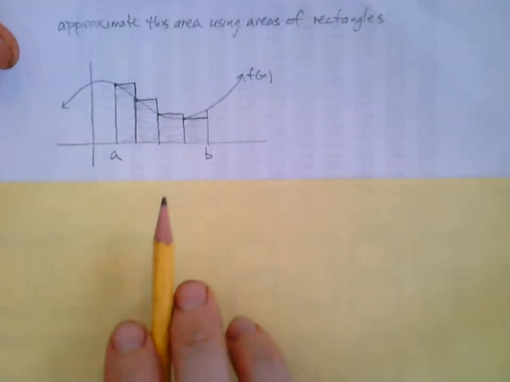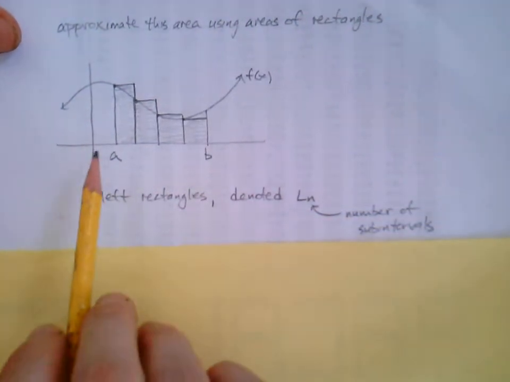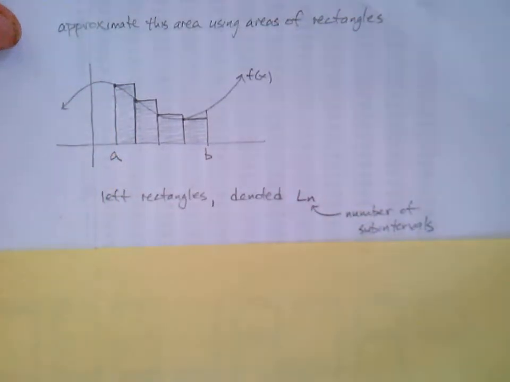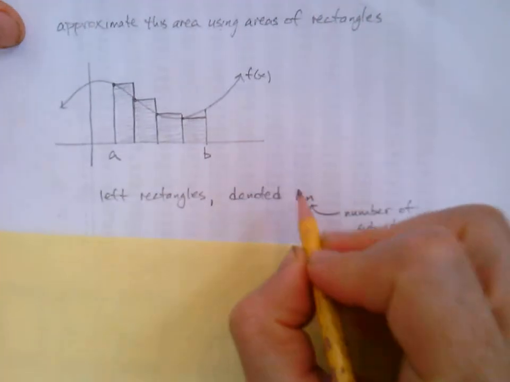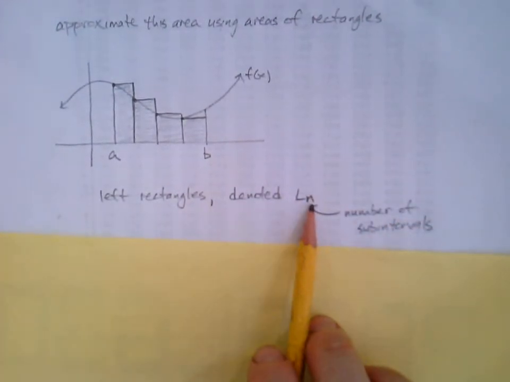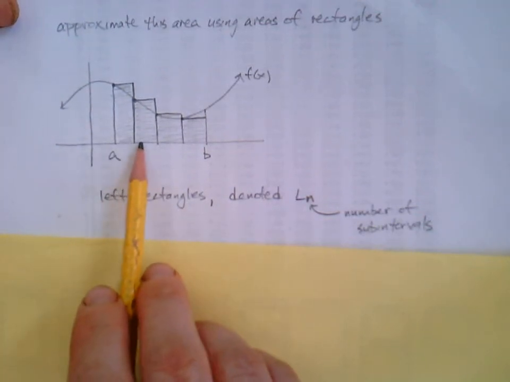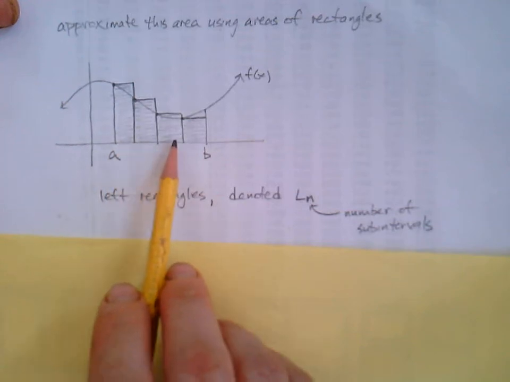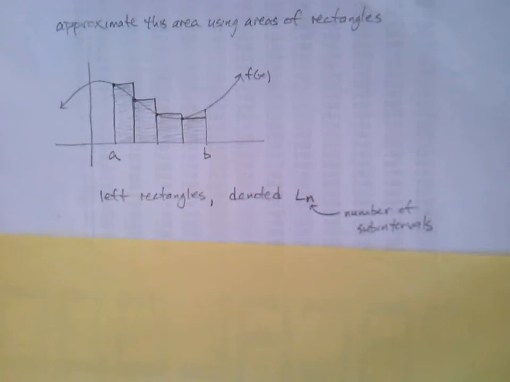So we're going to give this style a name. We're going to call that left rectangles because we took the heights on the left side. And we're going to denote that L sub n, capital L sub n. What is the n all about here? So L for left, but the n, that's the number of subintervals. The subintervals are the little sections. So here we had 4 of them, 1, 2, 3, 4, which also means there are 4 rectangles. Okay, we'll see that in an example shortly.